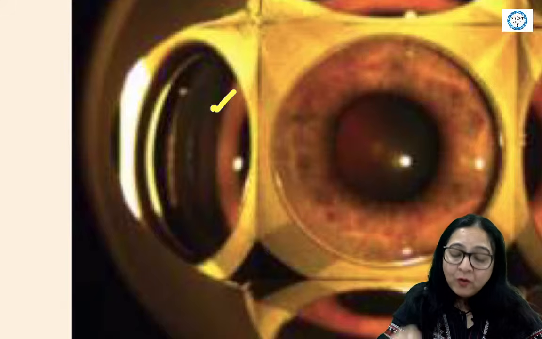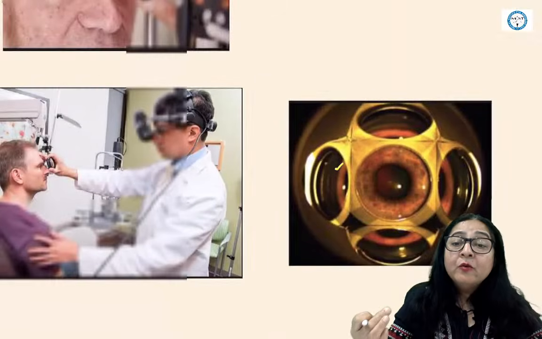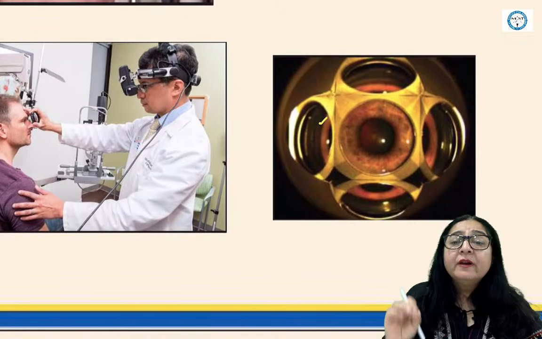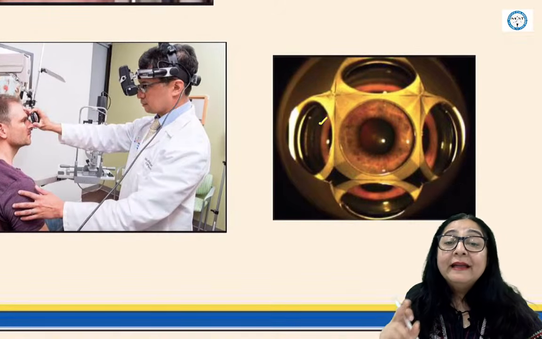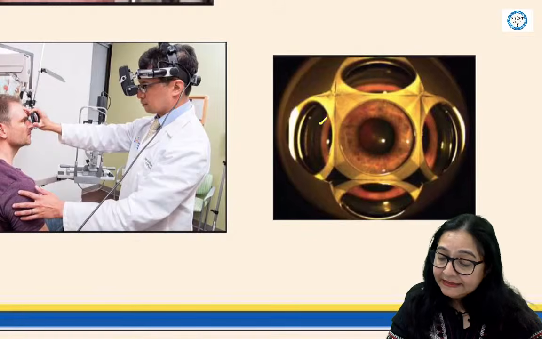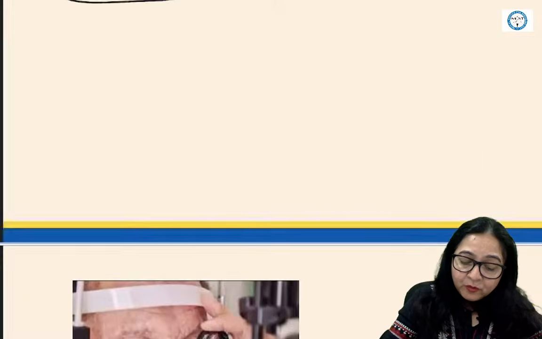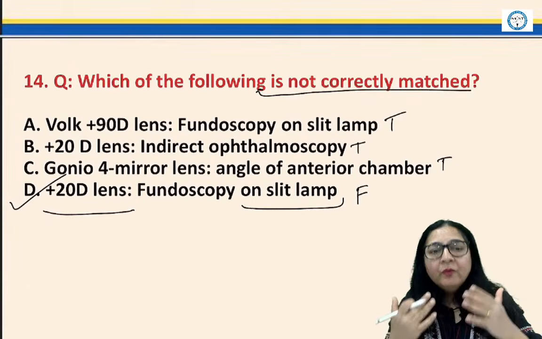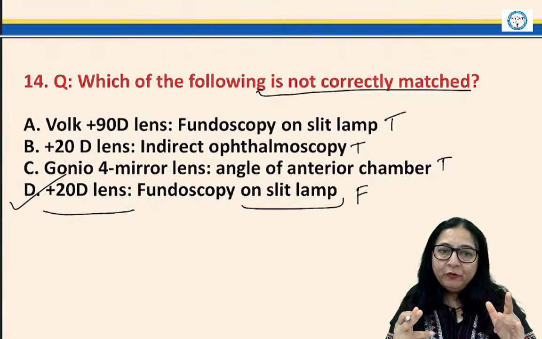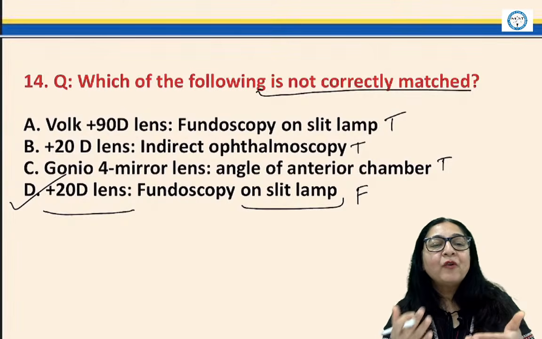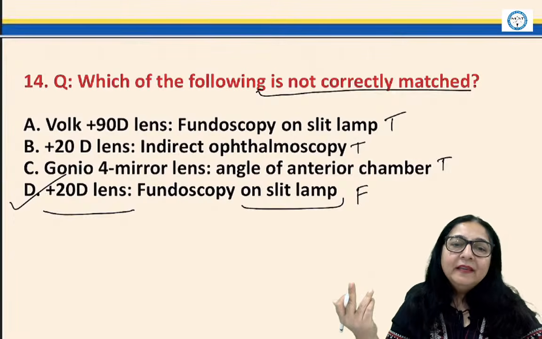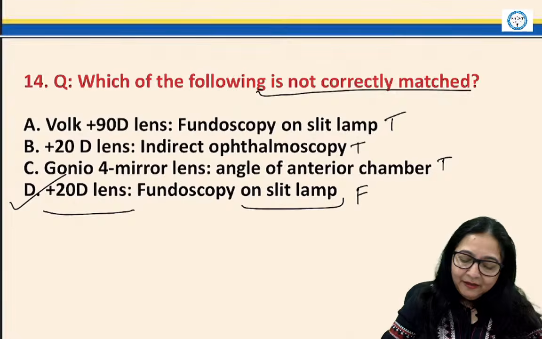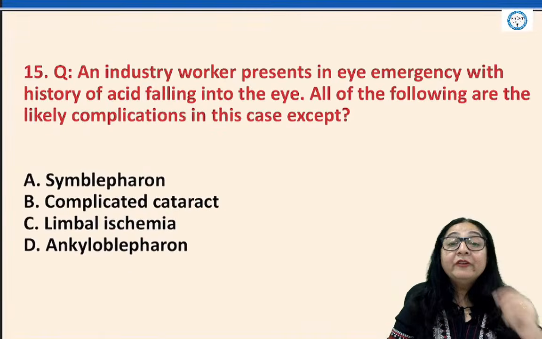These lenses are called gonio lenses, 4 mirror gonio lens, 3 mirror gonio lens. They are the commonly used gonioscopic lenses for examination of angle of anterior chamber. Sometimes if you don't know all the choices, by exclusion, you know plus 20 is used for indirect ophthalmoscopy. So you can exclude choice D as an answer even if you don't know about the other lenses. Okay, moving on to another question.